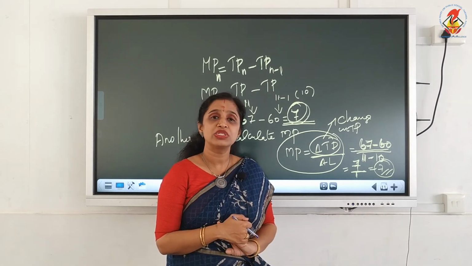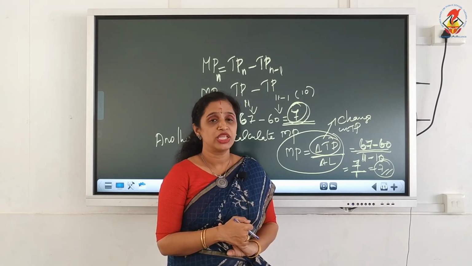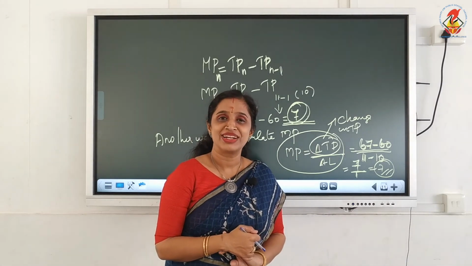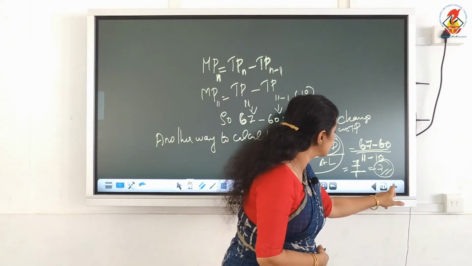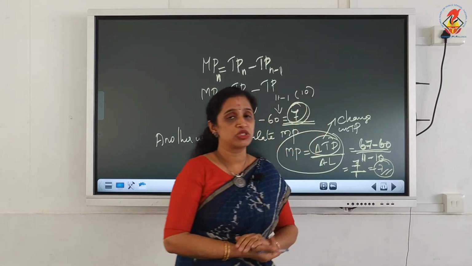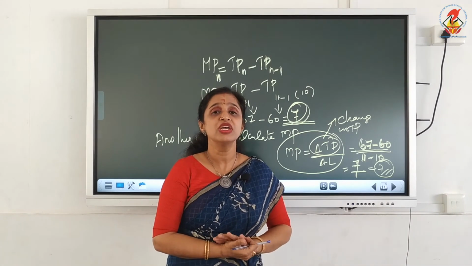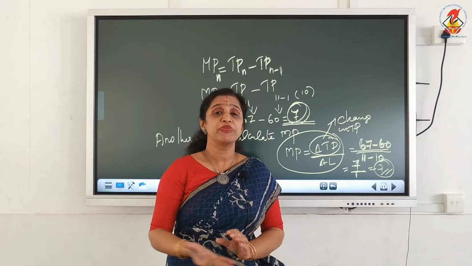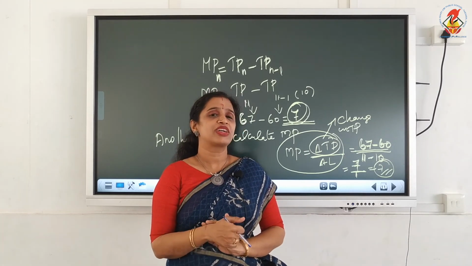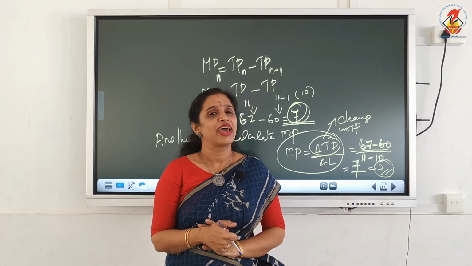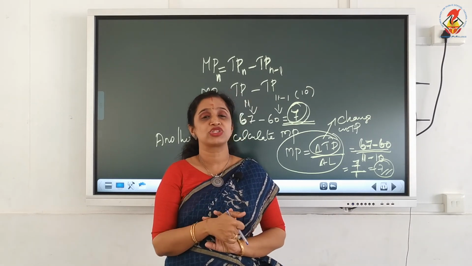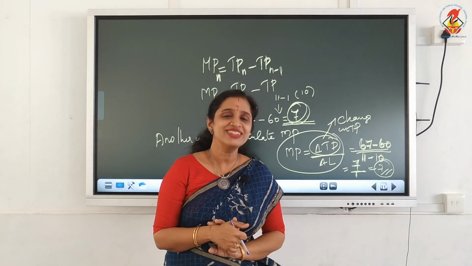You can either use MPN is equal to TPN minus TPN minus 1, or MP is equal to delta TP by delta L. I hope all these concepts are clear to you, such as production, production function, two types of production function, the two time periods, short run and long run, two factors, variable and fixed factors, and the concept of product such as total product, marginal product and average product.